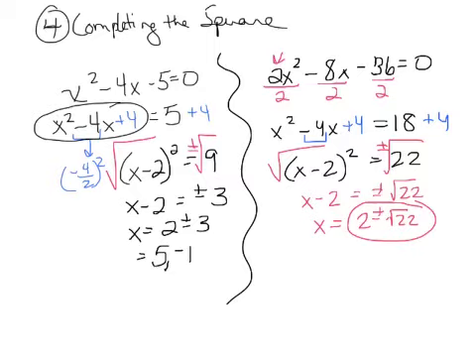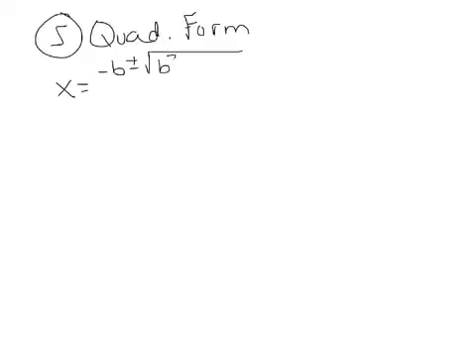The fifth method, the quadratic formula, is probably the most widely used way of solving equations. The formula, x equals the opposite of b, plus or minus the square root of b squared minus 4ac, over 2a, is probably one of the most commonly memorized and most commonly used formulas. You have to know it. Okay, so I showed you some video clips on YouTube.